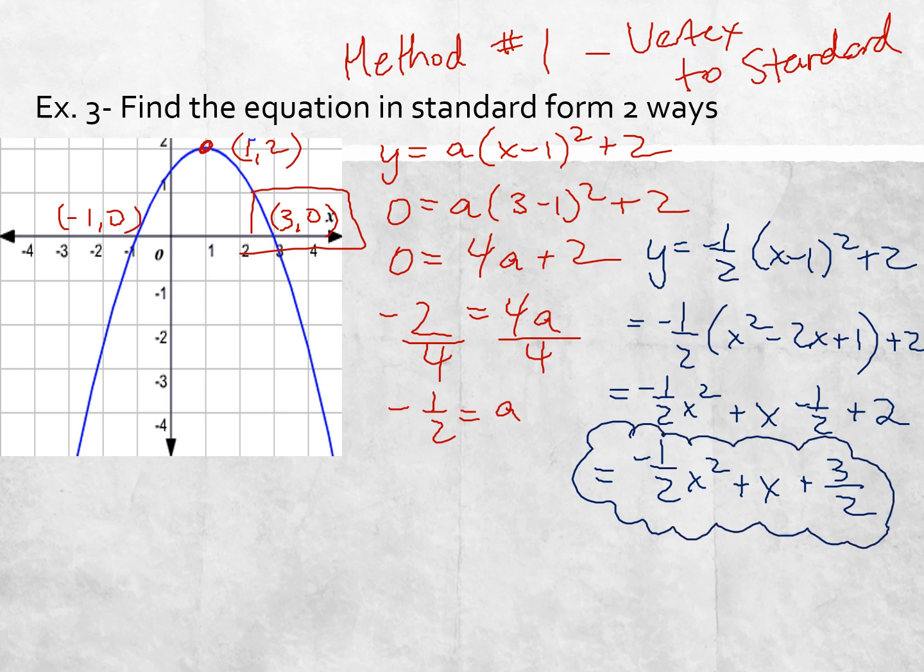If I was to ask you what the y-intercept is, you would say 1.5 or 3 over 2. And does that look like it kind of matches our y-intercept there? Sure it does, halfway between 1 and 2. So there's method number 1, vertex to standard.